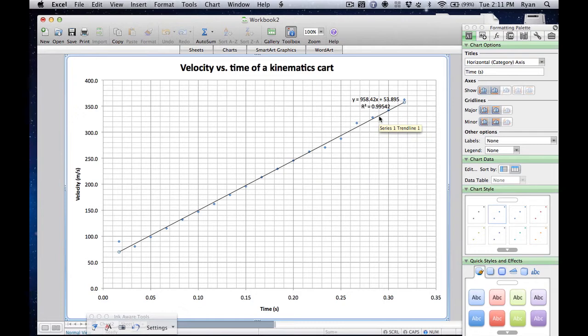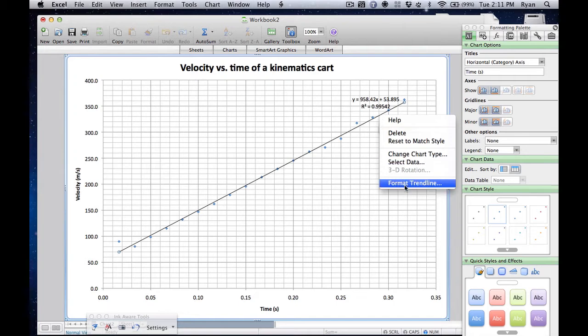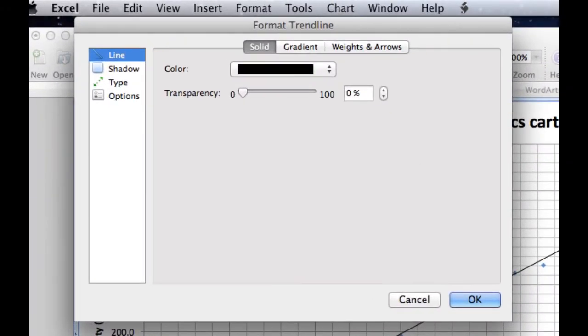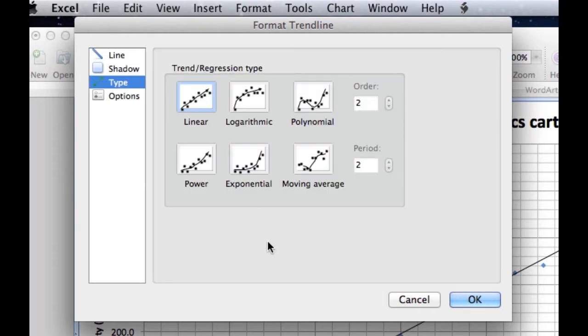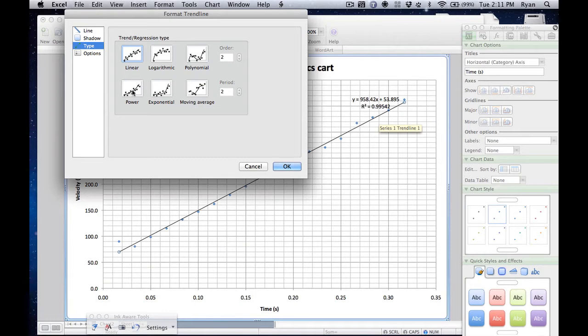If we're not sure what kind of equation we have, what kind of relationship we have between the data points, between the two variables, we can go to Format Trend Line, obviously click on the line first, then right-click, then Format Trend Line, and go to Type. And we can change what type we're using. These 4 types are the ones I'd recommend to try out. Linear is a good one, if it looks like you have a straight line. That's the simplest type of relationship.